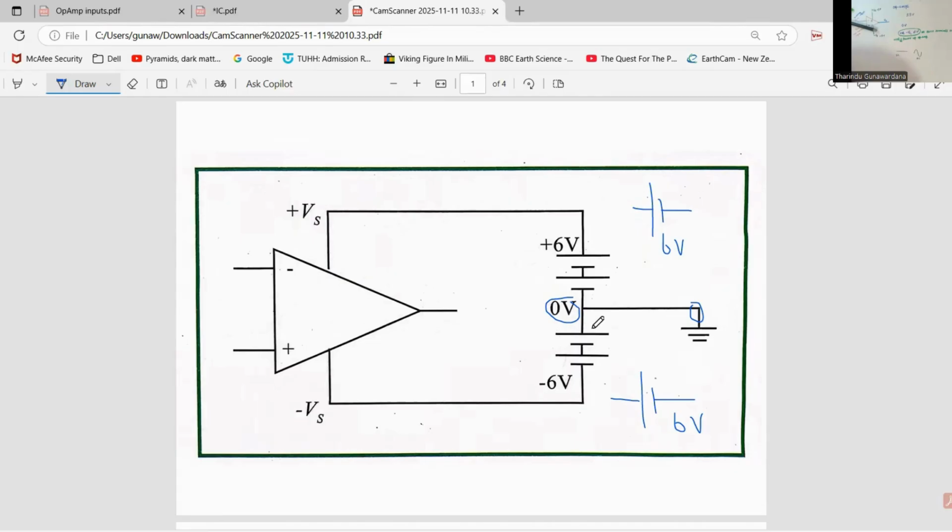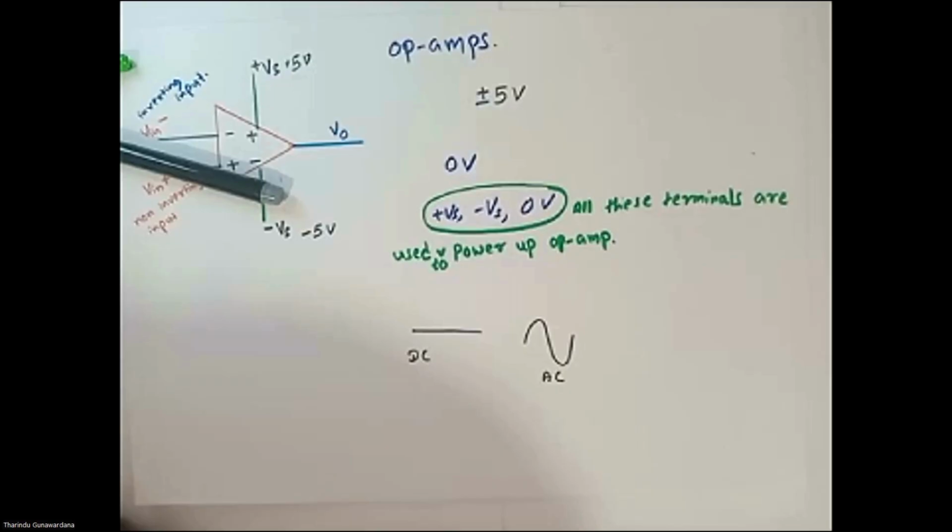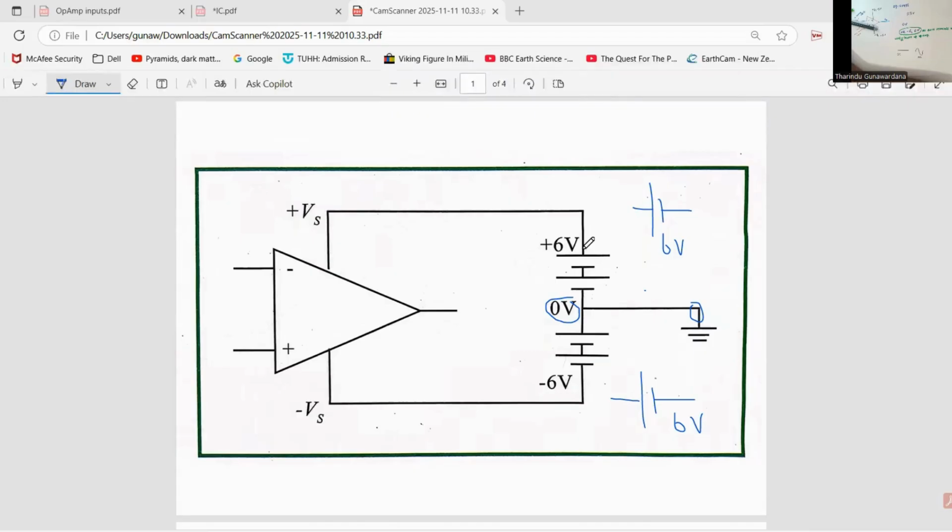In this battery also, the potential difference is 6 volts. If this is 0 volts, this should be minus 6, because the potential of this terminal should be greater than this one. Now, this is the way to power up the op-amp. Actually, this power up part is not that important for doing questions. Therefore, don't worry about this power up part.